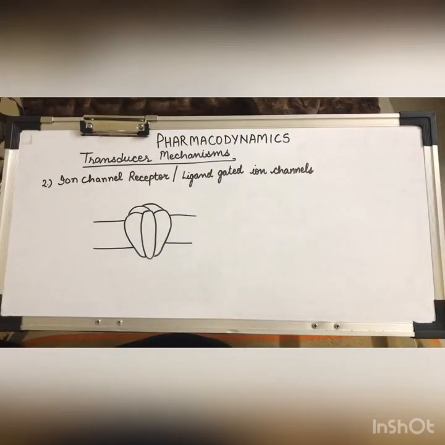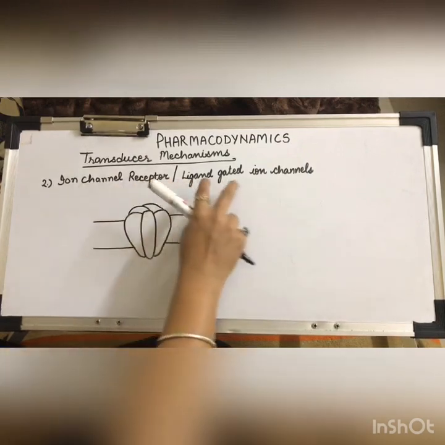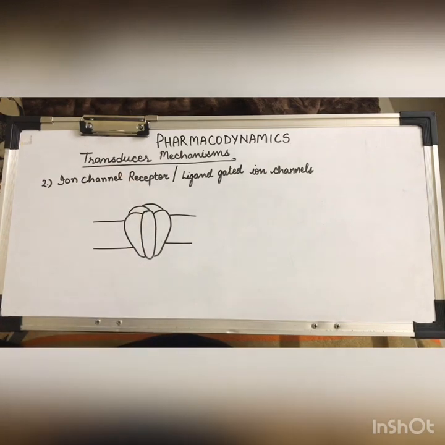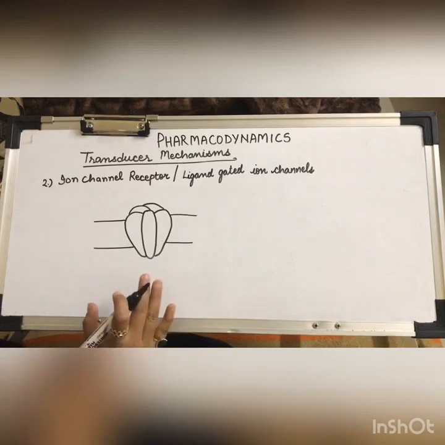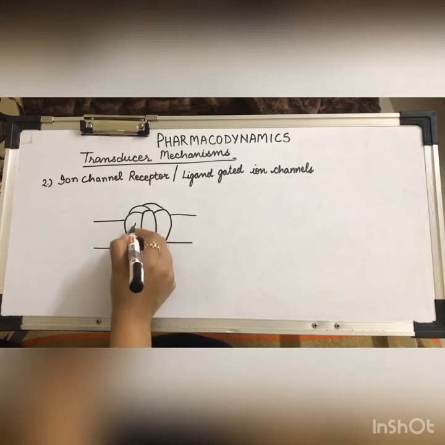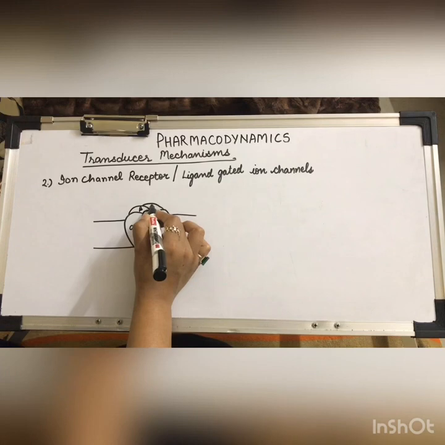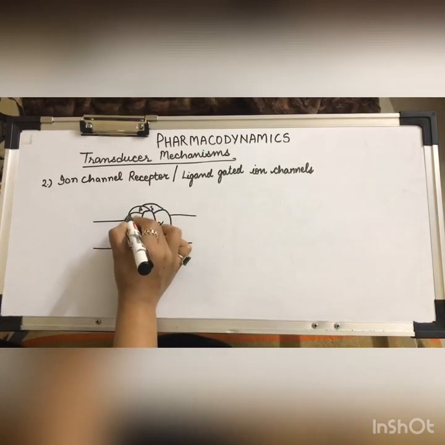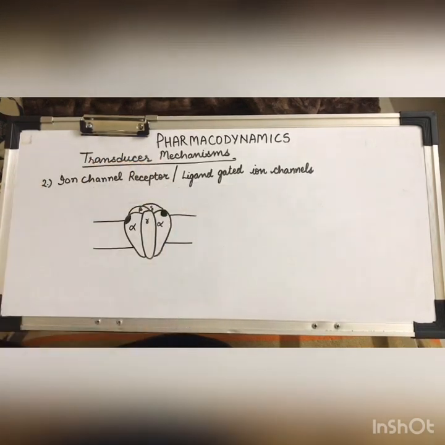Now the second type of transducer mechanism is ion channel receptors, which are also known as ligand gated ion channels. Now as far as the structure is concerned, it is pentameric in nature. That means it will be having 5 subunits, and they have 2 alpha subunits. They have beta, gamma, and delta subunits, and these 2 alpha subunits have the agonist binding site on the extracellular site.